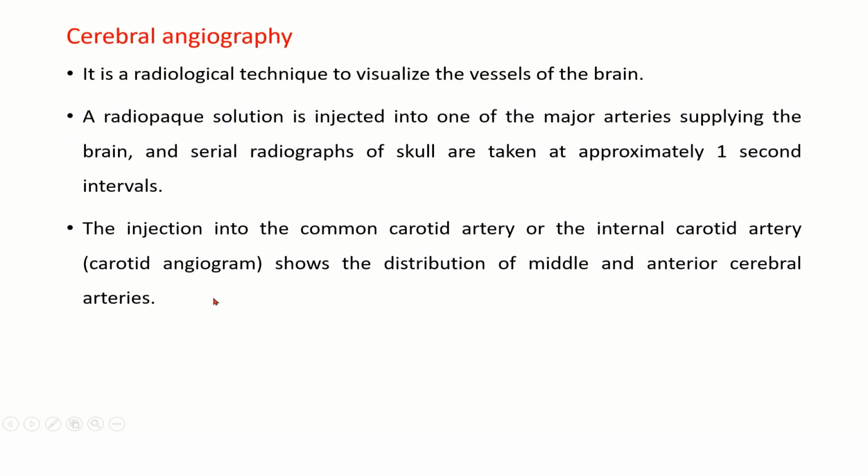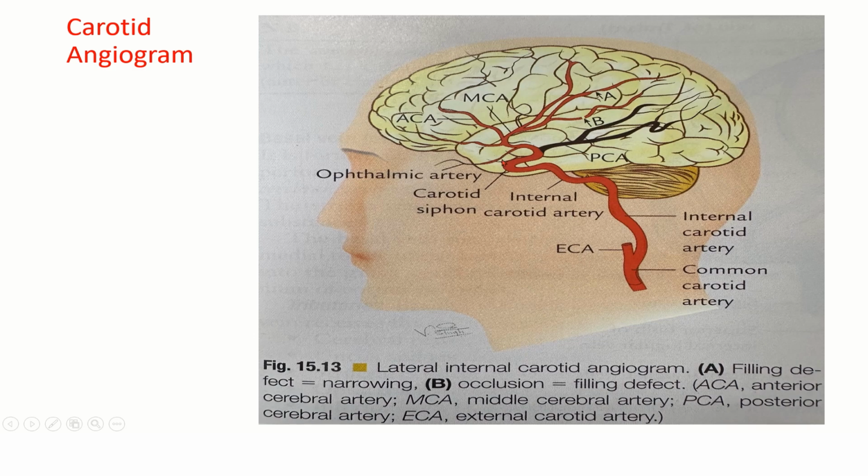Cerebral angiography is a radiological technique to visualize the vessels of the brain. A radiopaque solution is injected into one of the major arteries supplying the brain, and serial radiographs of the skull are taken at approximately 1 second intervals. The injection into the common carotid artery or the internal carotid artery shows the distribution of the middle and anterior cerebral arteries, called a carotid angiogram. You can see here the anterior cerebral artery and middle cerebral artery. You can see a block here, and the narrowing of the lumen here.